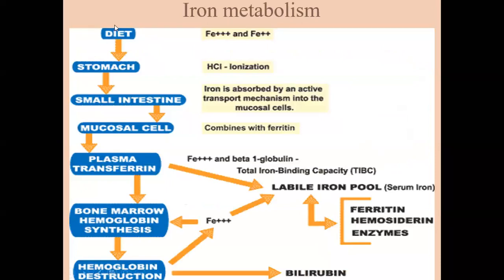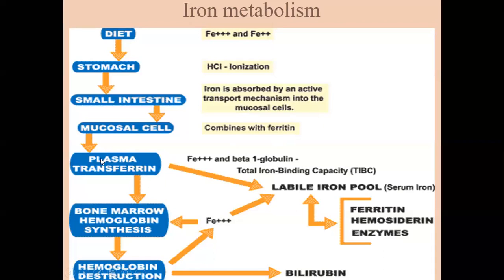So here, this is the diet, either ferric or ferrous. In the stomach, with hydrochloric acid, ionization occurs. Remember this, then you will be able to write the etiology and causes. First, diet is needed. Second, stomach is needed because hydrochloric acid is essential for ionization of iron. Then in the small intestine, iron is absorbed by an active transport mechanism, which we saw in the previous slide, into the mucosal cell. So you need a perfect small intestine. Then in the mucosal cell, it combines with ferritin. That is the storage form we saw.